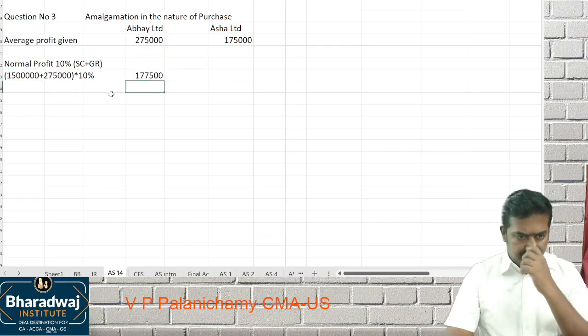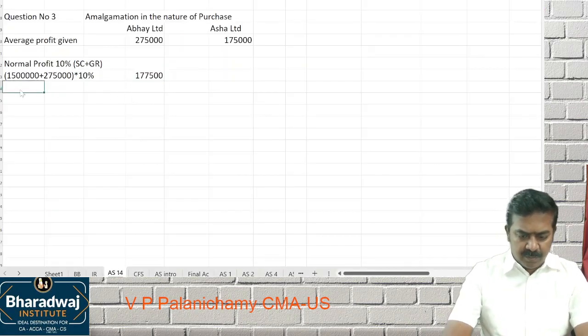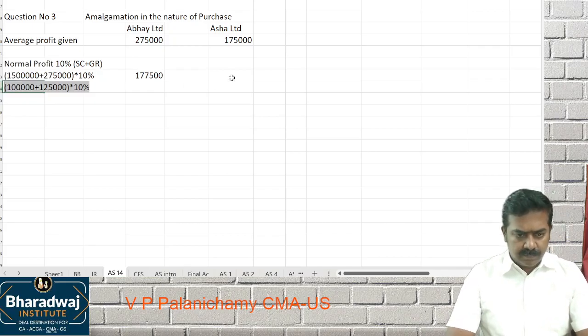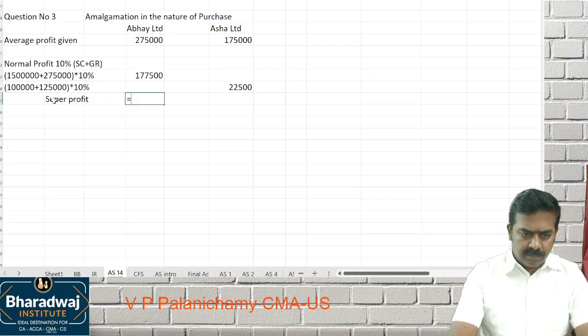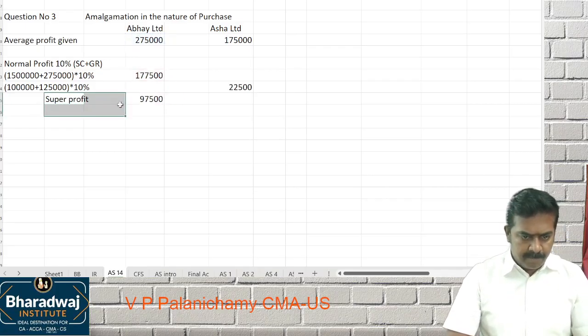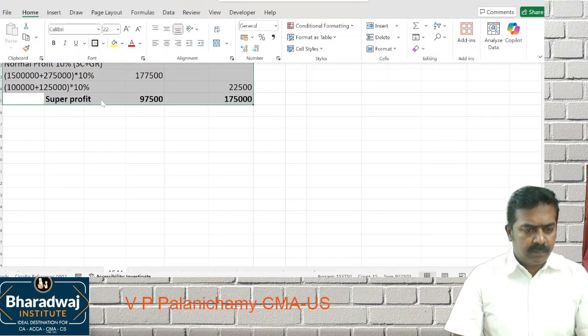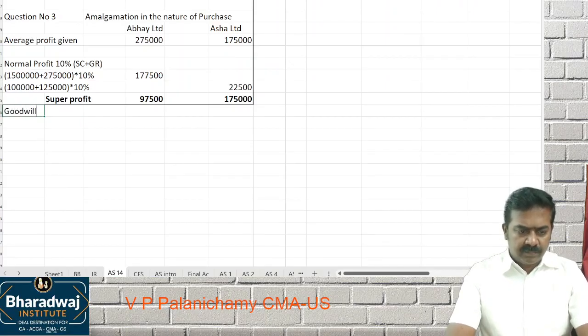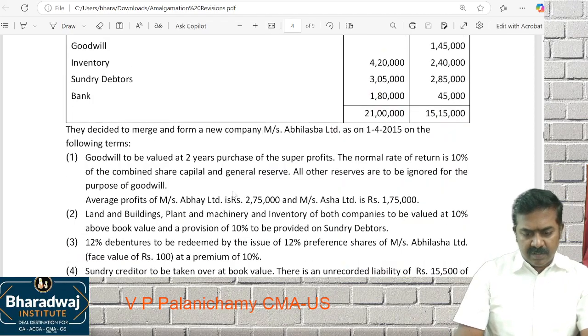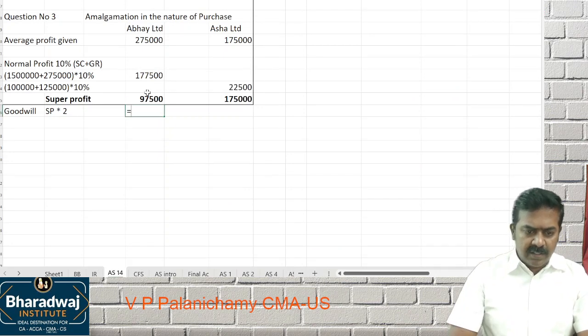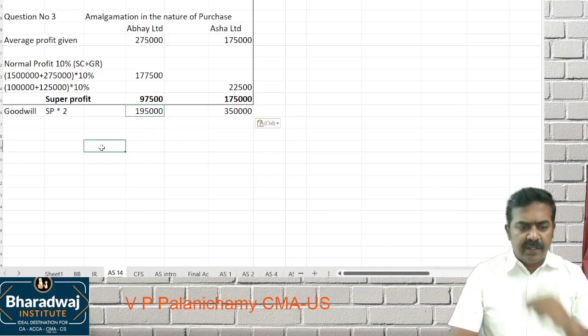How much? For the other company, 10 lakh plus 1,25,000. 10 lakh plus 1,25,000 into 10%. So the difference will give a super profit. So based on that, we have to value the goodwill. Goodwill, how to value? Super profit into how many years? 2 years. Super profit into 2 years purchase of super profit. 97,500 into 2 years.